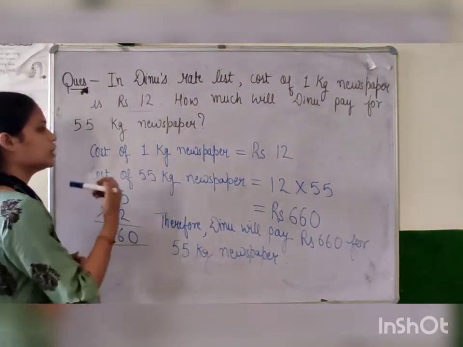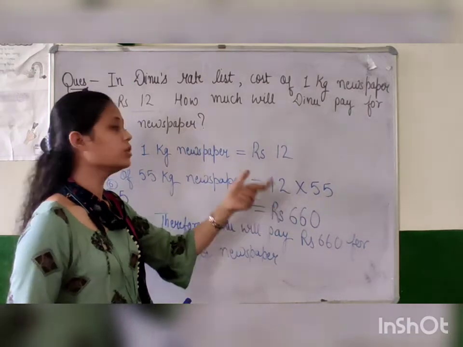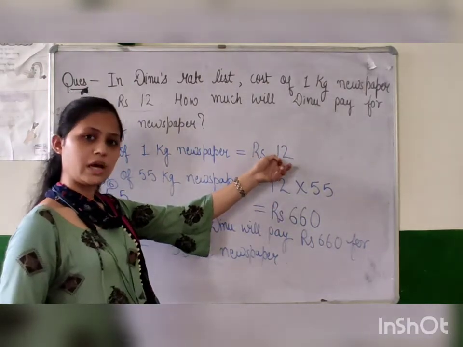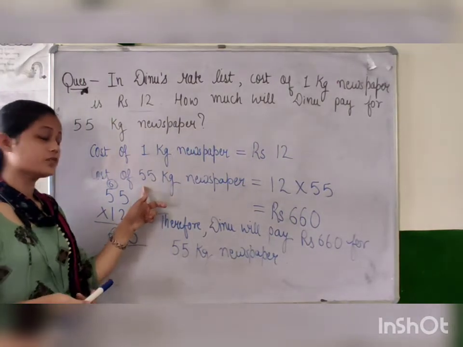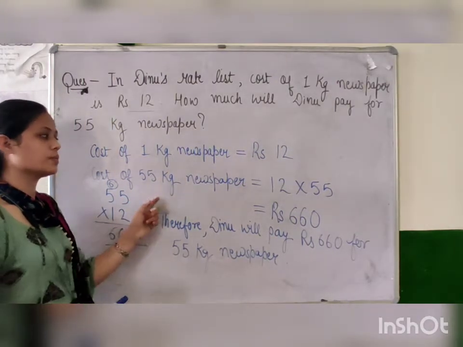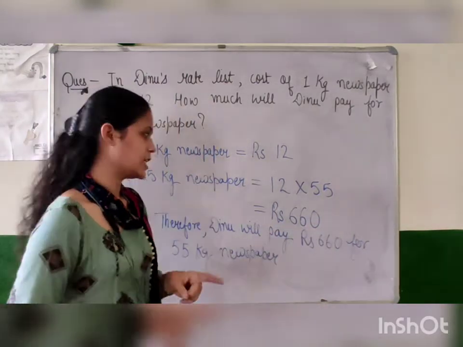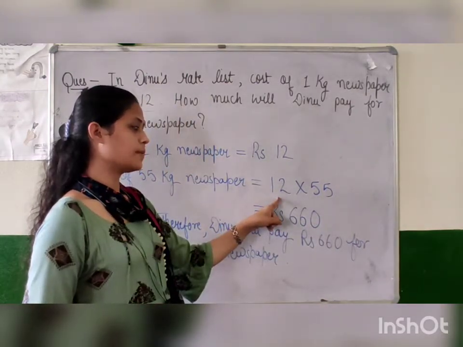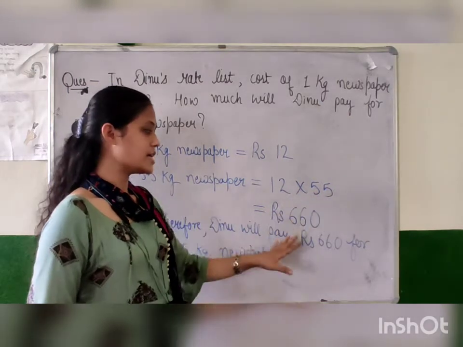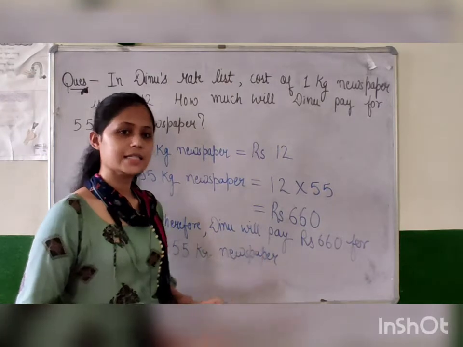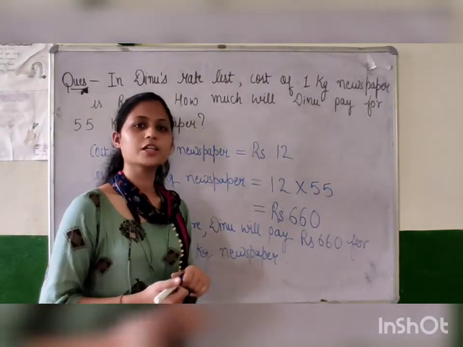Let's see again. For 1 kg, whenever someone gives 1 kg newspaper to Dinu, Dinu gives them rupees 12. So if someone gives 55 kg of newspaper to Dinu, Dinu will pay rupees 660, because the cost of 1 kg newspaper was rupees 12. We have found out for 55 kg. So the answer is rupees 660. Therefore Dinu will pay rupees 660 for 55 kg of newspaper.